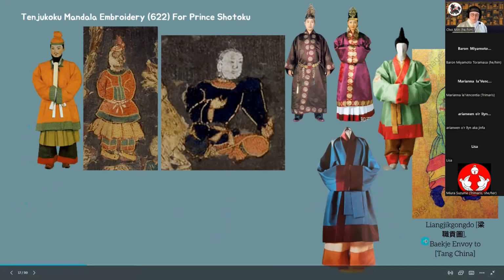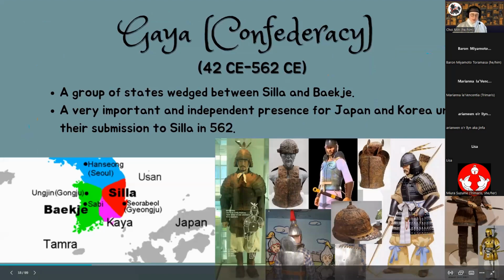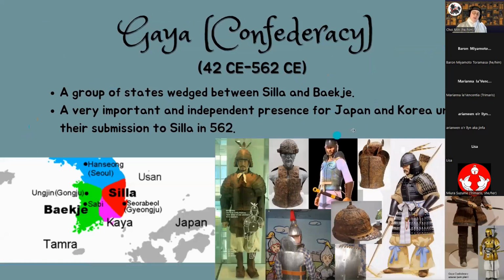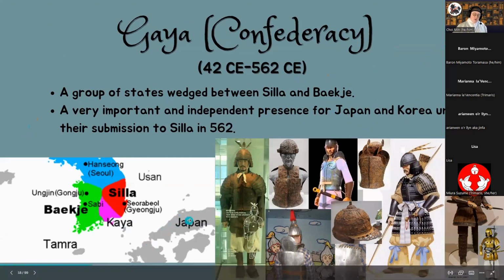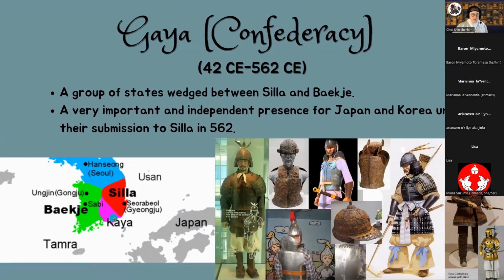So here we go. Gaya, here we go. This is the one that I kind of glossed over because Gaya is right here and it had a lot of impact armor wise on the Japan and Baekje and Silla dynasty relation, but it gets absorbed. The Gaya Confederacy kind of gets absorbed slightly earlier than the rest, and they get absorbed into Silla. So I'm gonna kind of glaze over them because I'm not sure where the difference is.